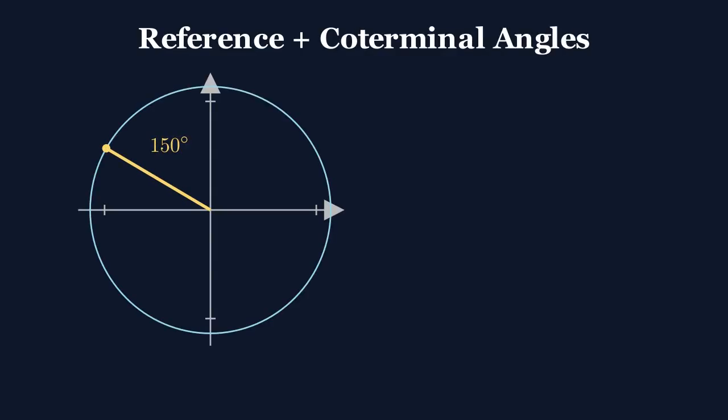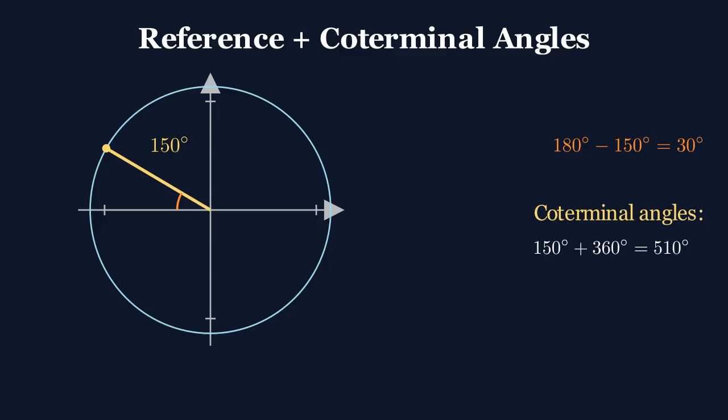A reference angle is the acute angle between the terminal arm and the x-axis. It is always positive and it is always between 0 and 90 degrees. For example, an angle of 150 degrees is in quadrant 2. Its reference angle is 30 degrees because 180 minus 150 is 30.